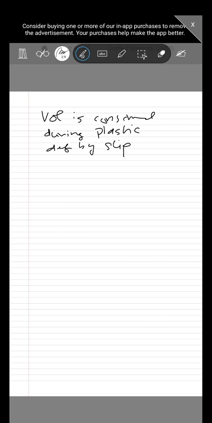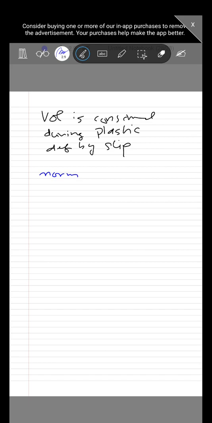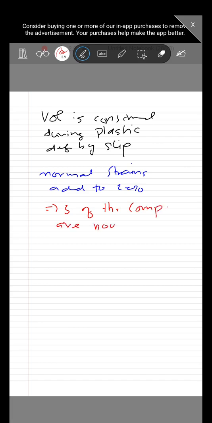So another concept is that the normal strains must add to 0. Out of six components, if we consider this constraint, then only five of the components are independent, because they have been bound by this constraint.